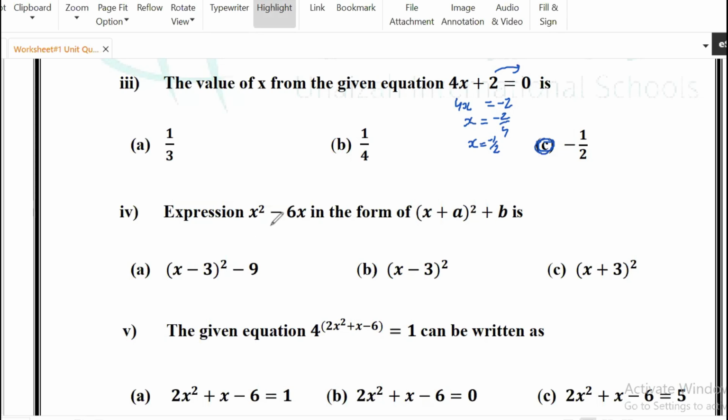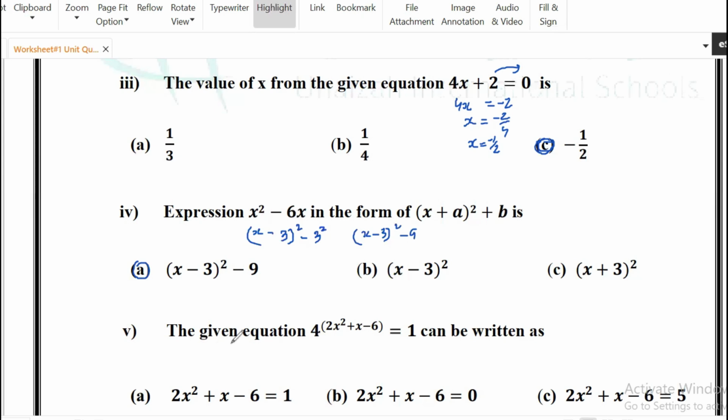Next, express x square minus 6x in the form (x plus a) whole square plus b. This is the completing square concept. We will take half of 6, which is 3, and it can be written as (x minus 3) whole squared. And what we are doing, we will add as well as subtract 3 square. That means it is (x minus 3) whole square minus 9. So the first option is correct.